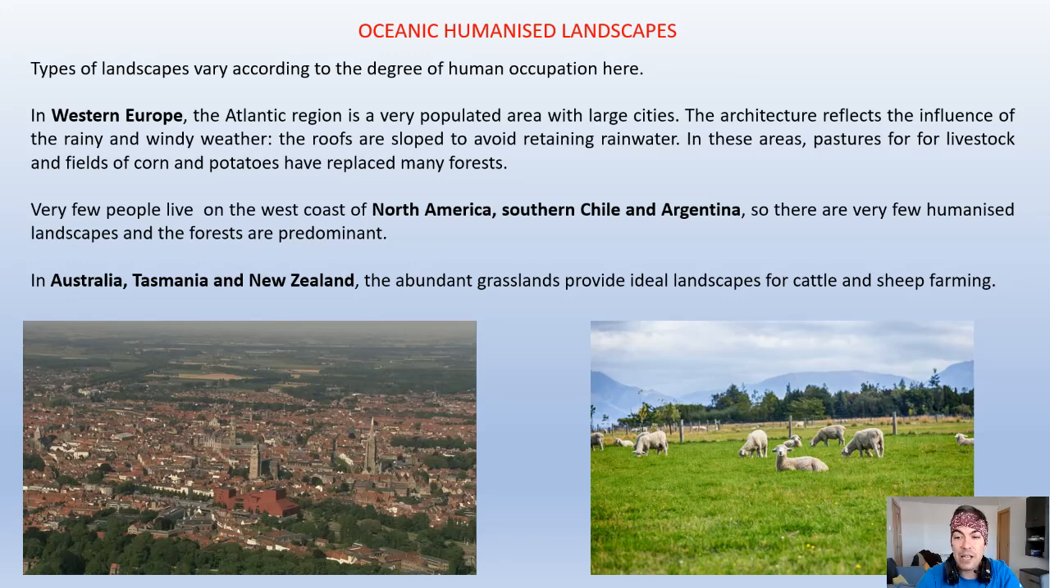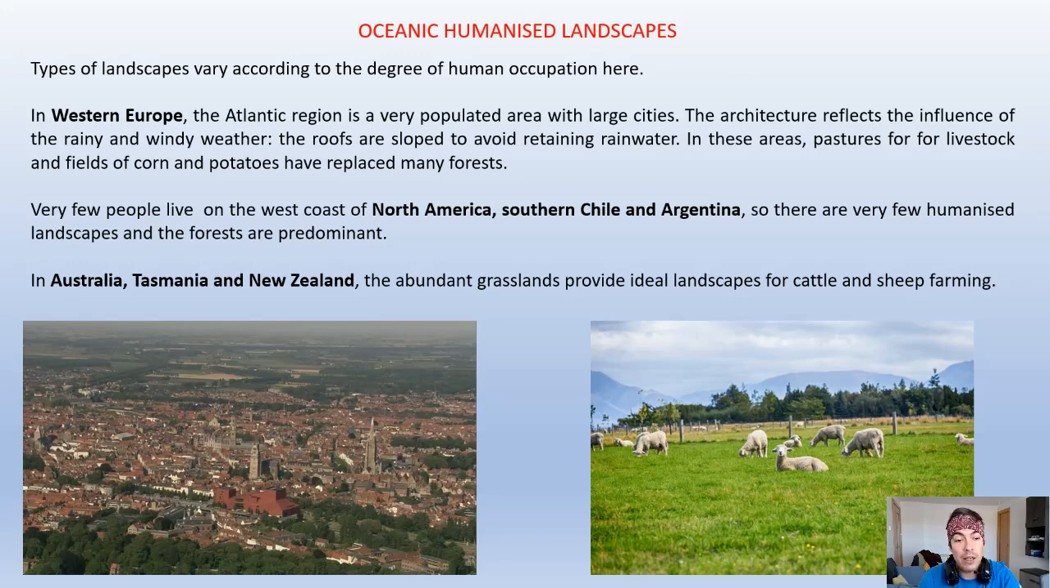In these areas, pastures for livestock and fields of corn and potatoes, maíz y patatas, have replaced many forests, like this. Very few people live on the west coast of North America and on southern Chile and Argentina, so there are very few humanized landscapes, and the forests are predominant in these regions.